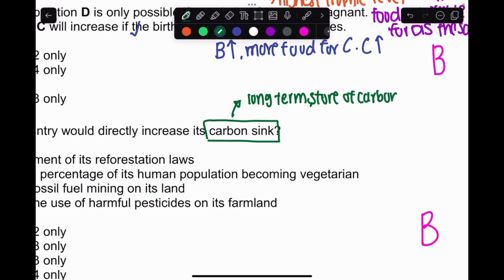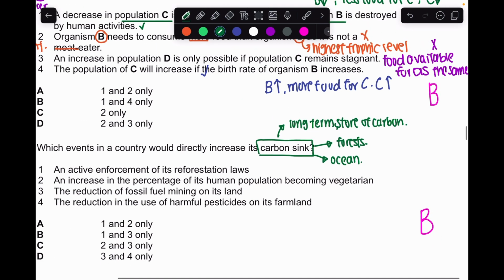So on the earth, we have 2 types of carbon sinks. The first one are forests, because there are so many trees, right? So each tree itself contains a lot of carbon. Another type of carbon sink we have on earth is the oceans or the sea. There are a lot of organisms, a lot of water plants inside the ocean. So that's also a long-term store of carbon. Okay, so the question wants us to find out which events will directly increase it. Let's read the options.